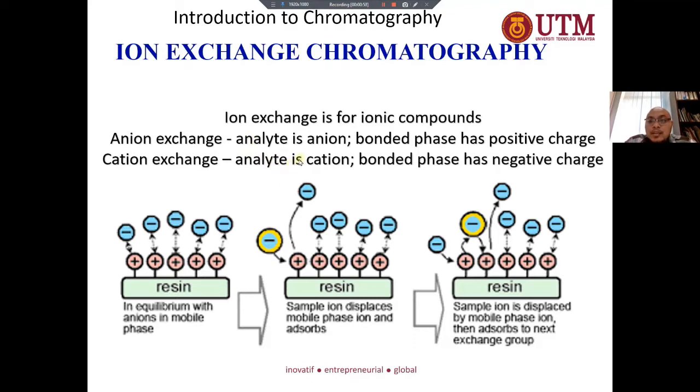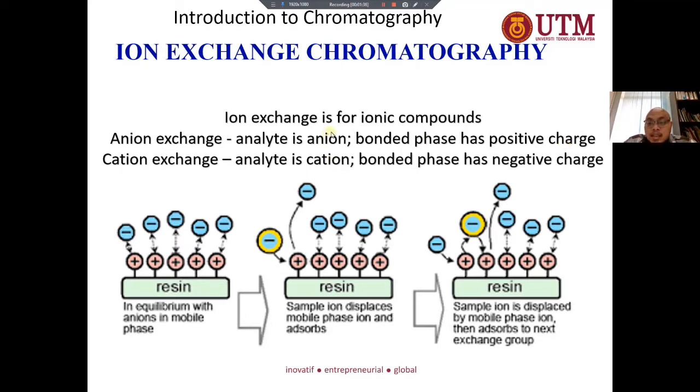Remember, the name of the exchange depends on the charge of the analyte, not on the charge of the bonded phase, or what we can call the stationary phase. In anion exchange, the analyte is an anion, negative charge. So to make it interact with the column, the column must have the opposite charge. So the bonded phase or stationary phase must have a positive charge, so we can provide a better separation.